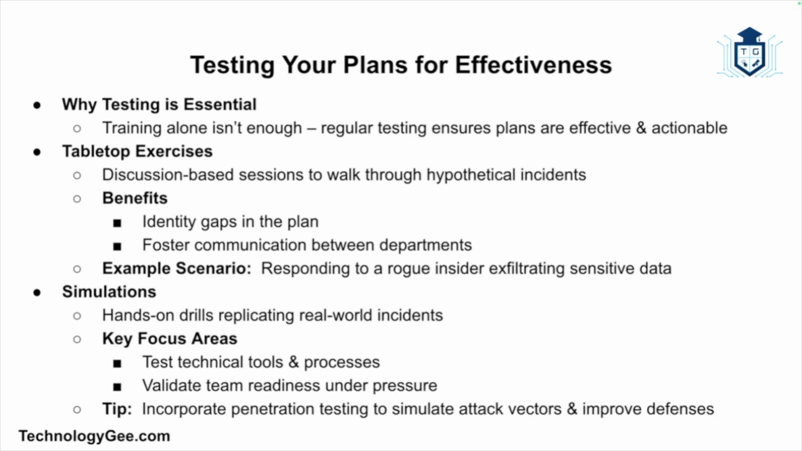All right, next let's talk about testing. So training alone is not enough. You must test your plans regularly to ensure their effectiveness. So the first type of testing we have here is called a tabletop exercise. And this is a discussion-based session where team members walk through a hypothetical incident, and the benefits are you can identify gaps in the plan and you can foster communication between departments. So an example would be imagining a scenario where a rogue insider exfiltrates sensitive data. So how would you go about responding to that?